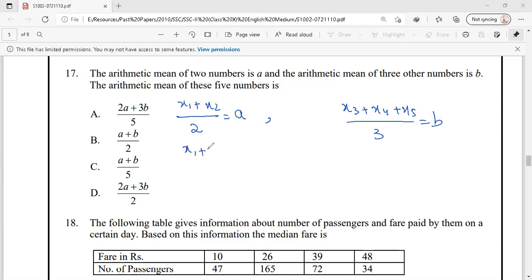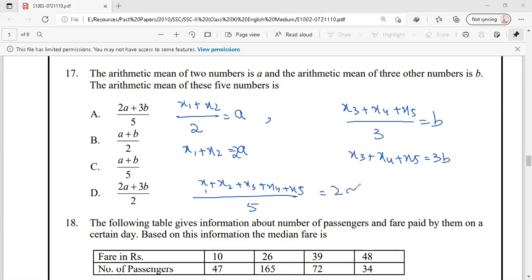So from this, x1 plus x2 will be equal to 2A, and x3 plus x4 plus x5 will be equal to 3b. So the arithmetic mean of these five numbers, x1 plus x2 plus x3 plus x4 plus x5 divided by 5, would be equal to 2a plus 3b divided by 5. So 2a plus 3b divided by 5, option A is the right answer.